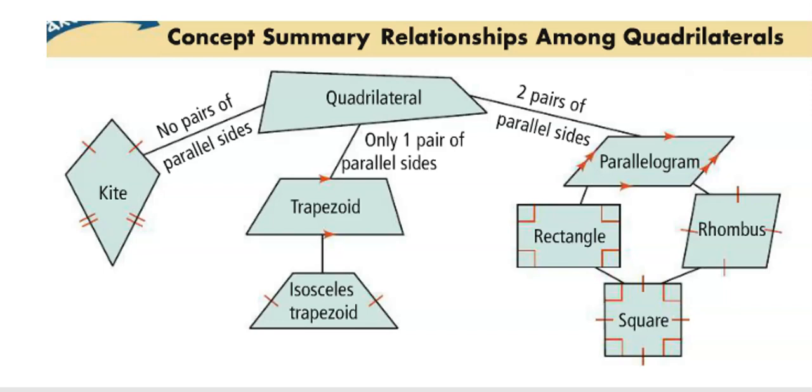For a kite, the top 2 sides are the same, the bottom 2 are the same, no parallels. For trapezoids, you do have a set of parallels, but you might have some sides that are the same. Obviously, the top of a trapezoid and the bottom will never be the same. For a parallelogram, you have 2 sets of parallels. For a rectangle, you have 4 right angles. For a rhombus, you have 4 congruent sides. And for a square, you have both of those: 4 right angles and 4 congruent sides. So it puts everything in perspective in one picture.